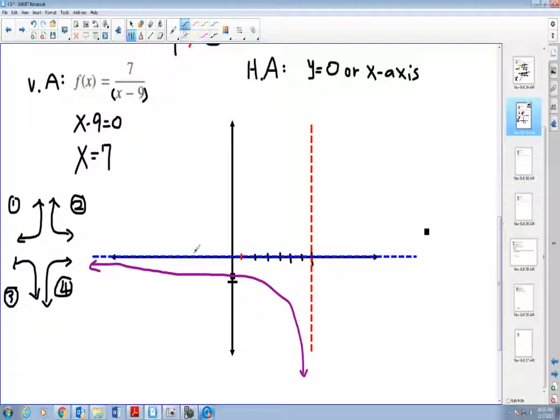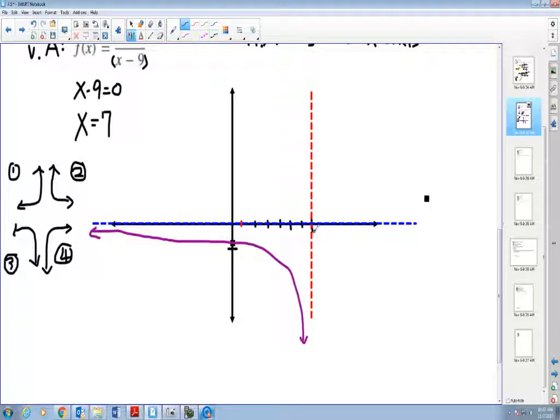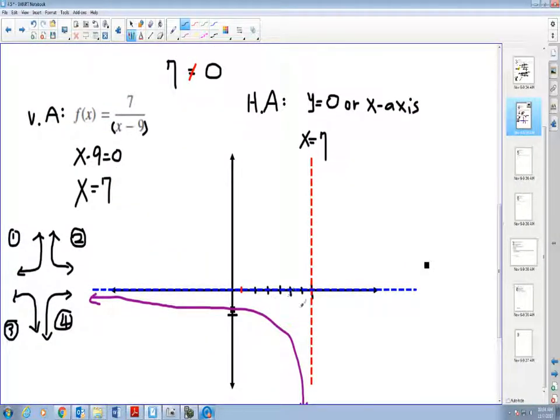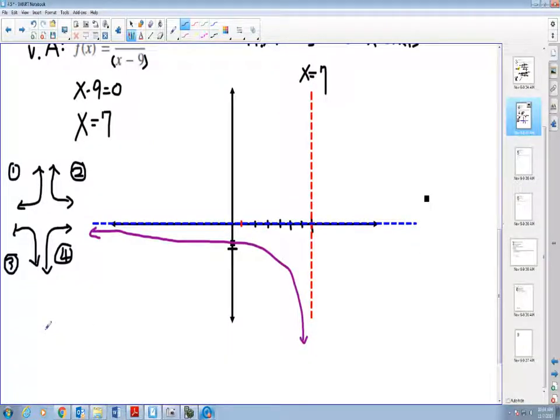Okay, so when we do step number 6, it will help me determine which one is my choice. So imagine if I would pick a number to the left side of my vertical asymptote, let's pick 6. If I pick 6, 7 over 6 minus 9 will be negative 7 over 3. And being negative tells me that it's actually below the x-axis. So that's why this is an appropriate choice.